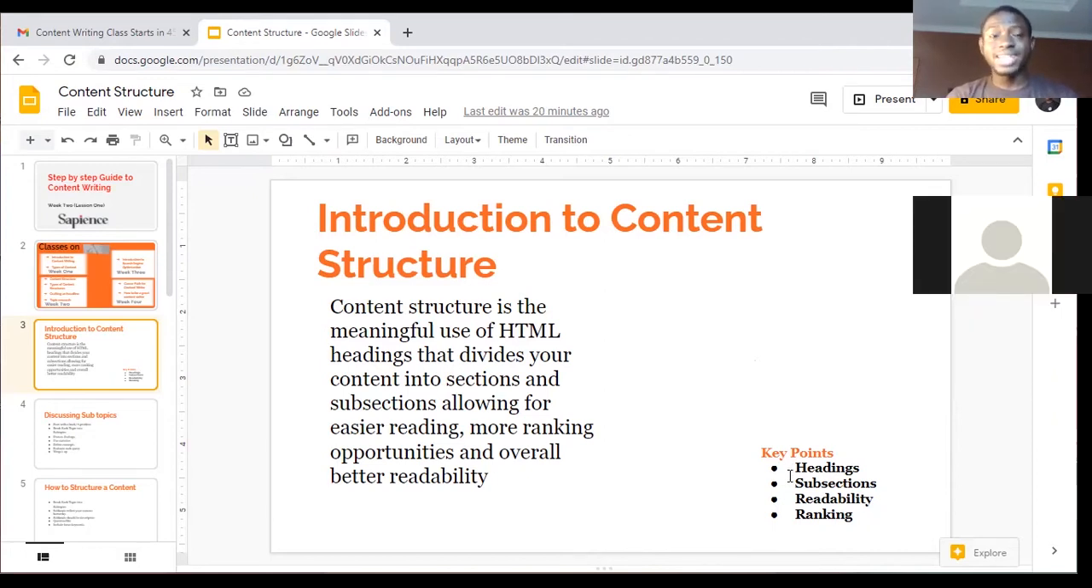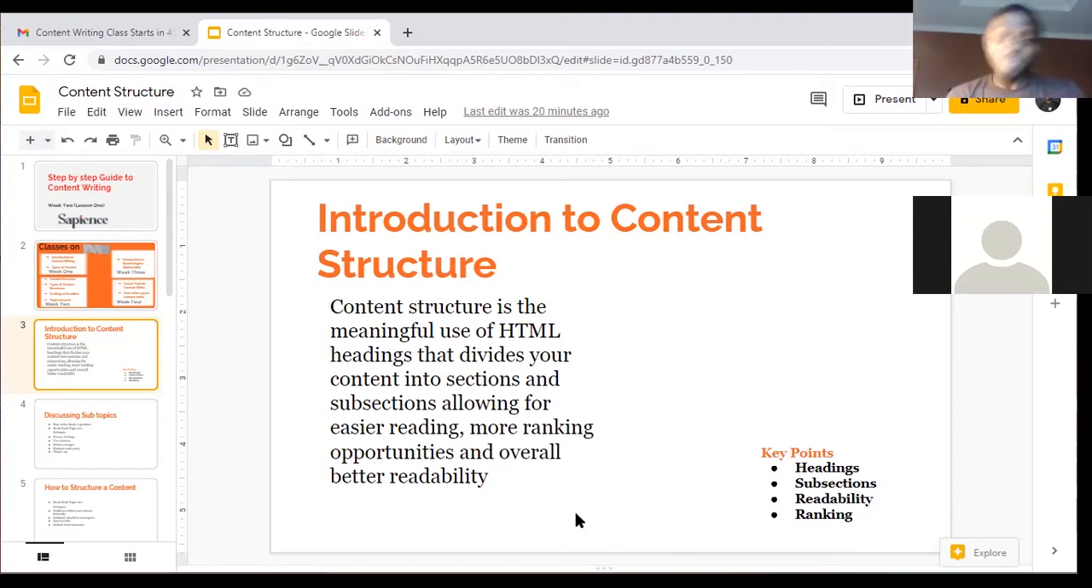Key point number one, headings, right? I don't know if we all know anyway, but I'm just going to tell you, HTML is a language through which the computer or the website interprets your content. That is, when you go to the source code of some of your content online, you're going to see it written in some computer language. Those languages are called HTML, and the full meaning is hypertext markup language, right?